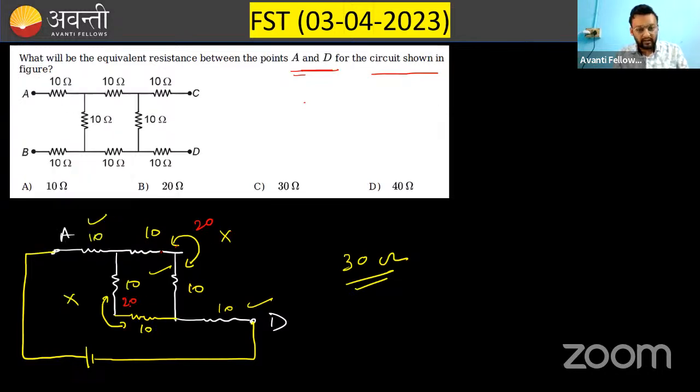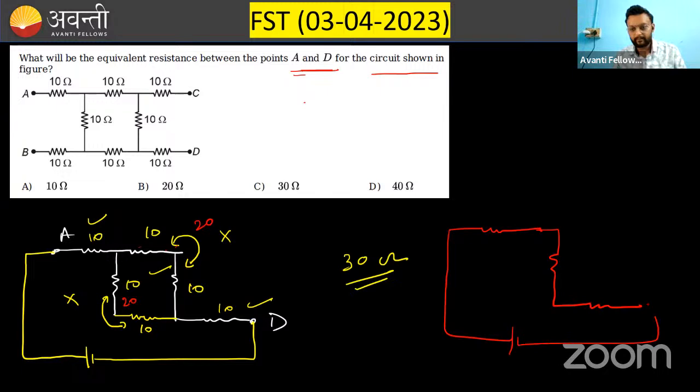Now these 1, 2, 3, 4 resistors that we replaced will look something like this: 10, 10, and 10, and there is a battery. These 1, 2, 3, 4 resistors are replaced by 10 ohm. Now they are in series, that means 30 ohm. Moving further.